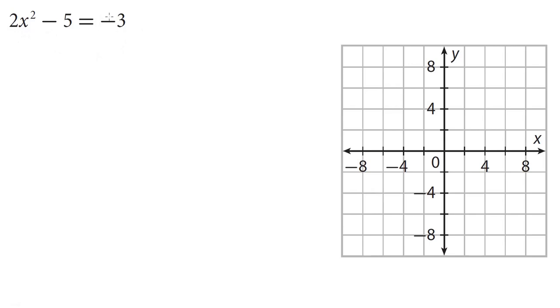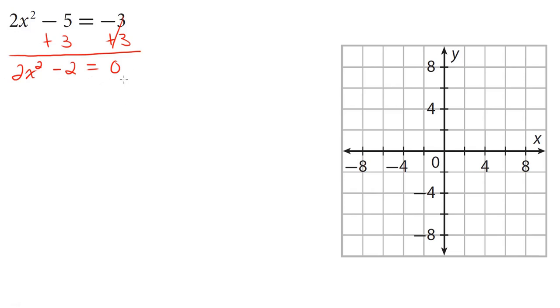So how can we make this side equal to 0? Well, we just have to get rid of negative 3. And how are we going to do that? We're going to do that by adding 3 to both sides. And so here, negative 3 plus 3 is 0. And negative 5 plus 3 is negative 2. And we have here 2x squared minus 2 equals 0. So now this quadratic equation is set equal to 0.